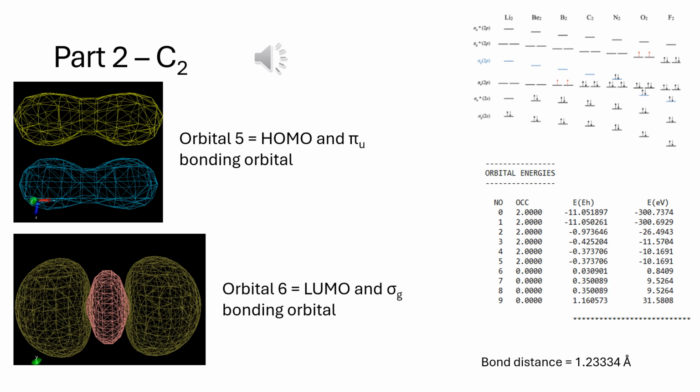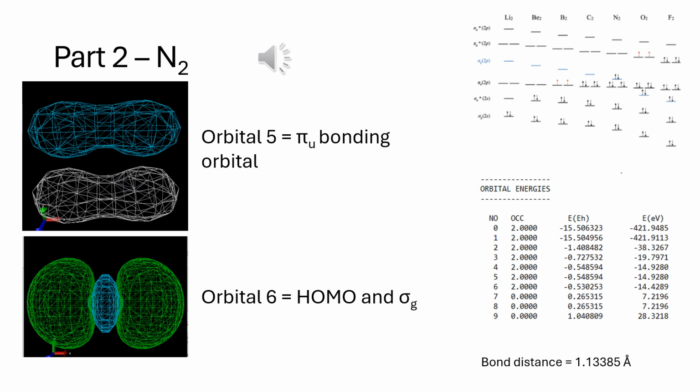Starting with carbon, we can see that orbital 6 is the LUMO, and if we compare it to the molecular orbital diagram in the top right, we can see that orbital 6 corresponds to the sigma g MO, which is colored in blue. By looking at orbital 5, we can also see that it is the HOMO, and when compared with the graph, it corresponds to the pi u bonding orbital. This would also be the case for orbital 4, as they are degenerate. Sigma u star and pi g star antibonding orbitals are not analyzed here as they are out of our analysis range.